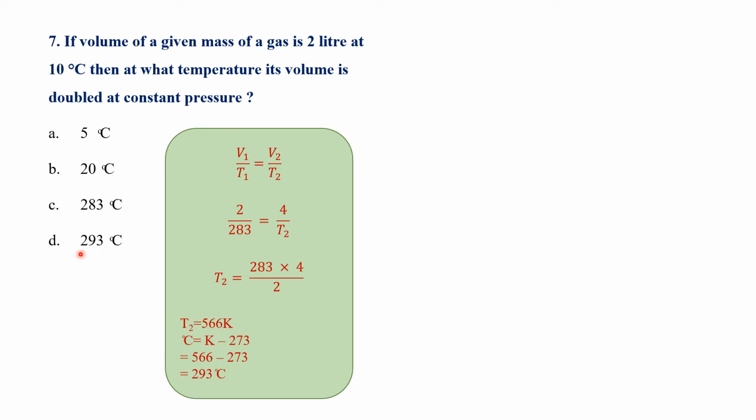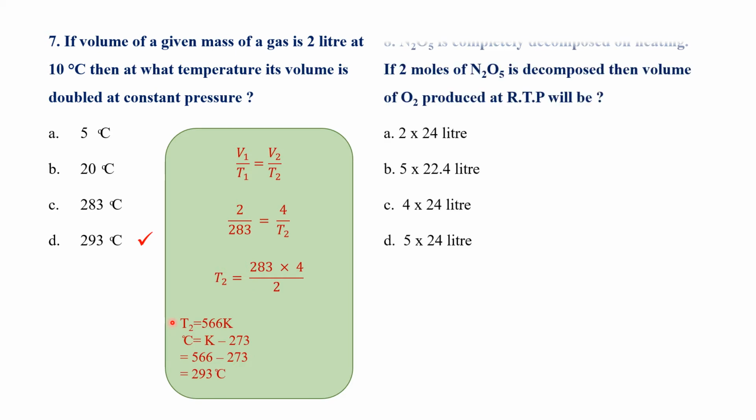Now all these answers are in degree centigrade. So we will convert this 566 Kelvin into centigrade by this formula. 566 minus 273, we will get 293 centigrade. So the answer is 293 centigrade.